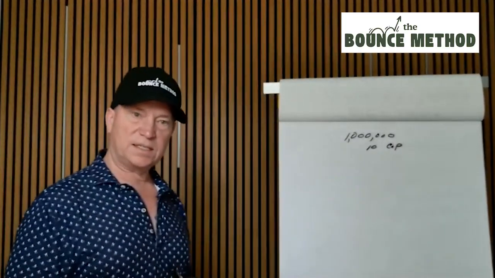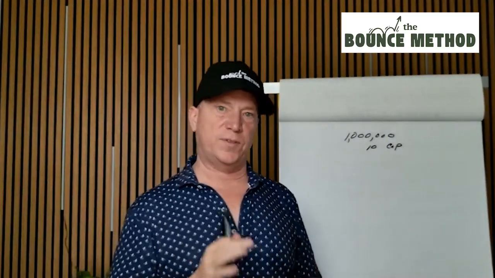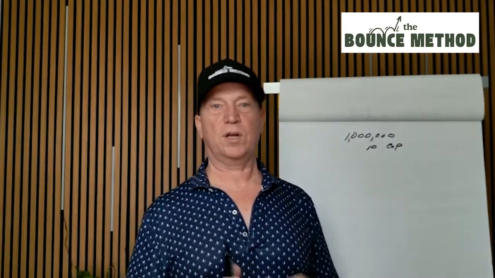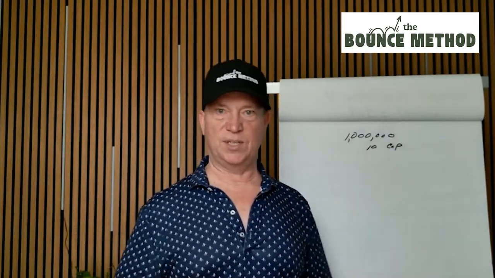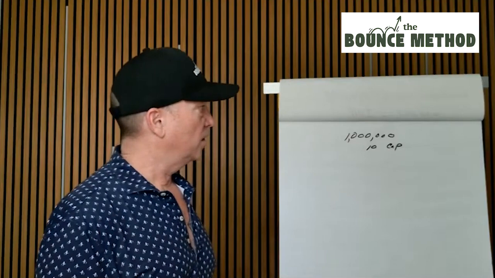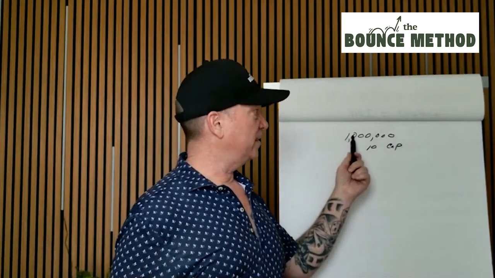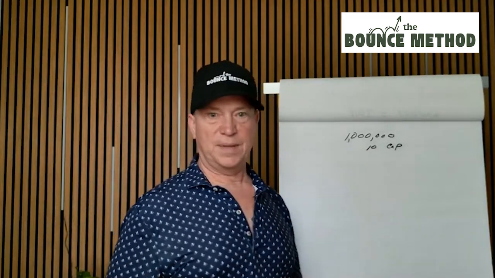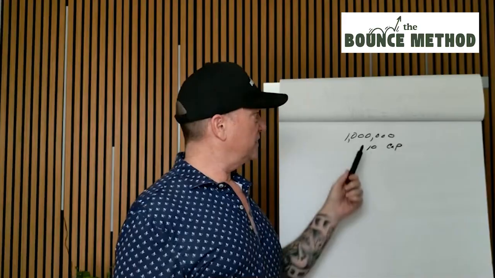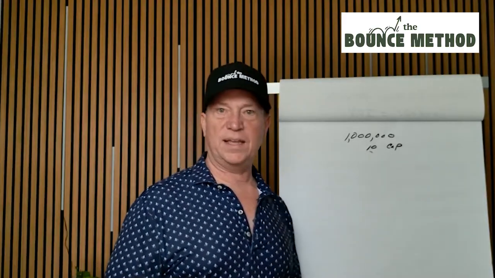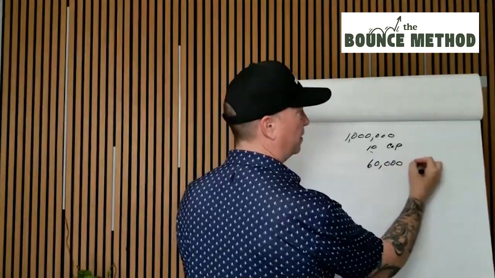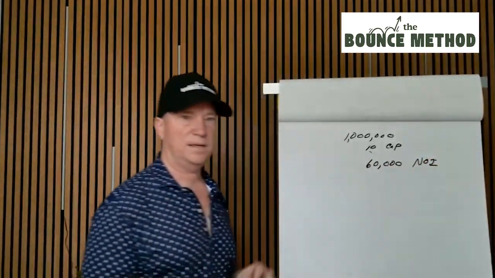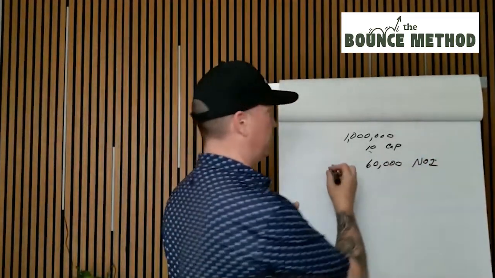Now let's try to think a little bit outside the box here, and we're going to switch this over to the 6 cap that we use sometimes in the bounce method. So if we had actually had a 6 cap instead of a 10 cap on this, can anybody guess what it would have been? We would have actually had a $60,000 net operating income. So we're using a 6 cap in this instance.